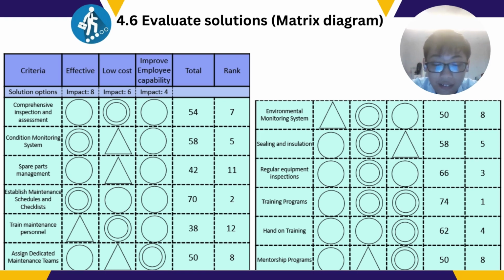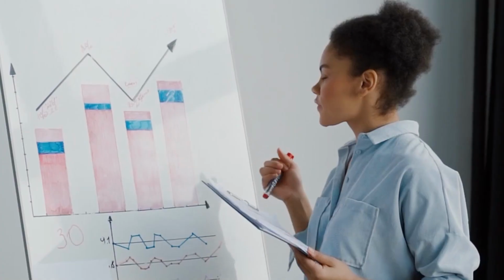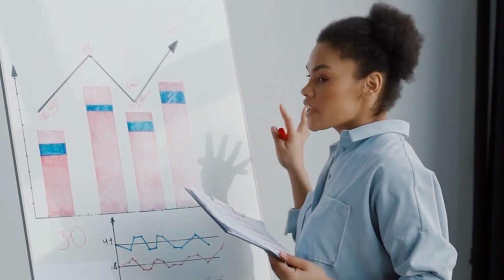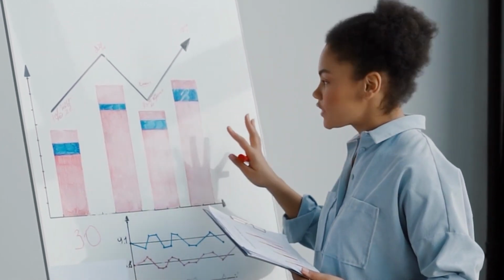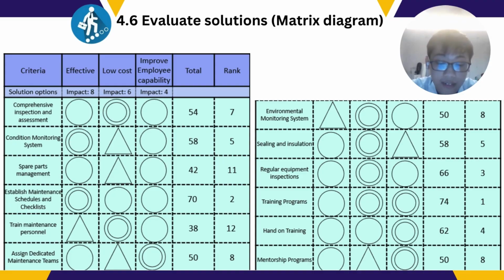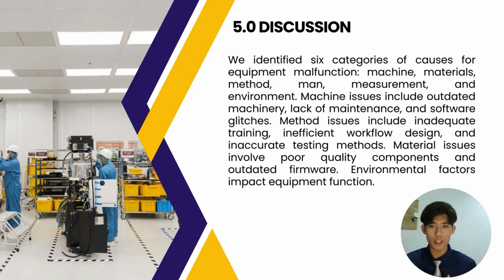Based on the 12 options and 3 scenarios, we utilize 3 integration ranks. The highest mark is the training program at 74, and the lowest mark is trained maintenance personnel at 38. Moving next to the final discussion.